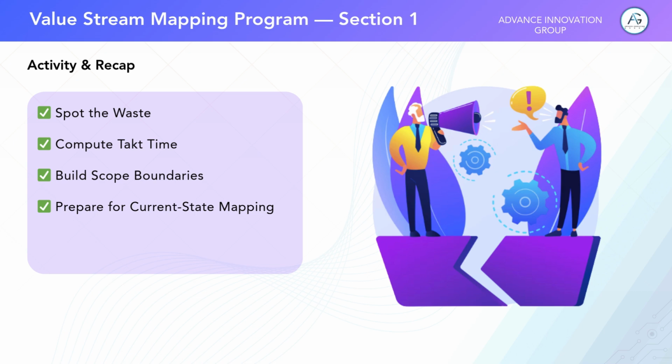Today, we'll identify waste, calculate takt time, set clear scope boundaries, prepare for current state mapping, and finish with an activity and recap.